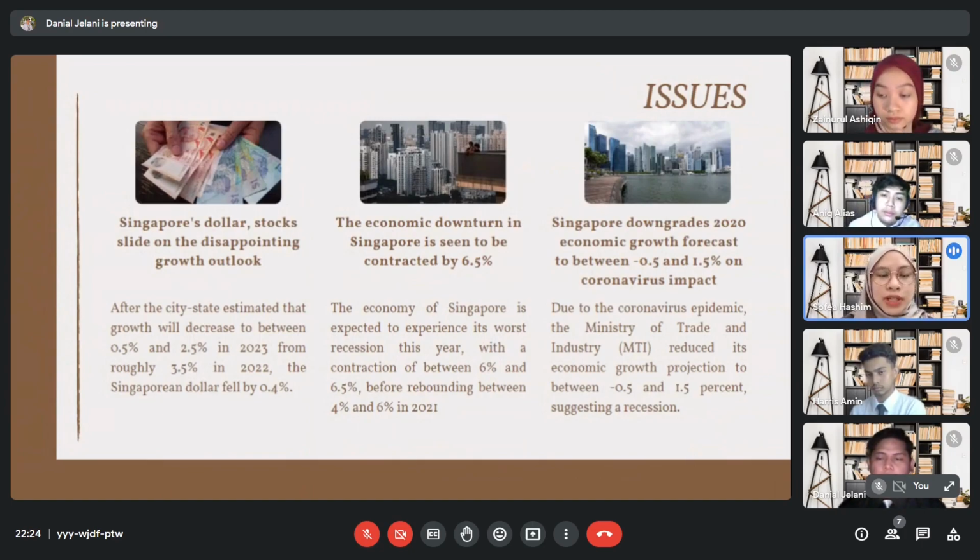Lastly, Singapore downgrades its 2020 economic growth forecast to between negative 0.5% and 1.5% on coronavirus impact. Due to the coronavirus pandemic, the Ministry of Trade and Industry (MTI) lowered its economic growth forecast to negative 0.5% to 1.5%, which indicates a recession. MTI forecasts 0.5 to 2.5% GDP growth in November 2020. The fourth quarter's 1% year-over-year gain beat the 0.8% prediction, and the third quarter was 0.7%.